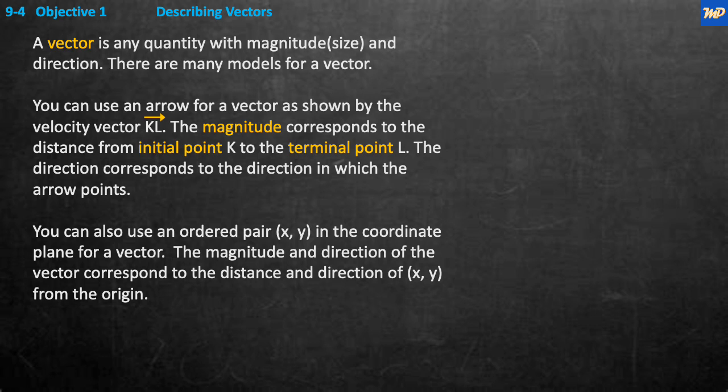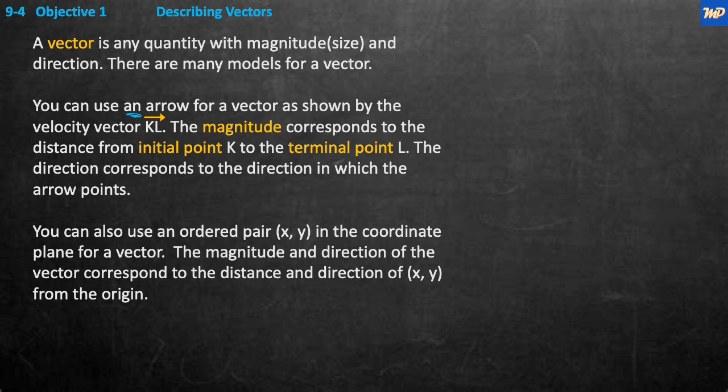Okay, Objective 1, describing vectors. A vector is any quantity with magnitude, which is the size, and direction. There are many models for a vector. You can use an arrow for a vector as shown in the velocity vector KL. You see the arrow here across the top of the KL. The magnitude corresponds to the distance from the initial point, K, to the terminal point, L. The direction corresponds to the direction in which the arrow points.